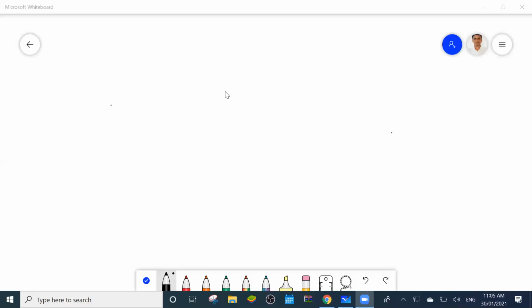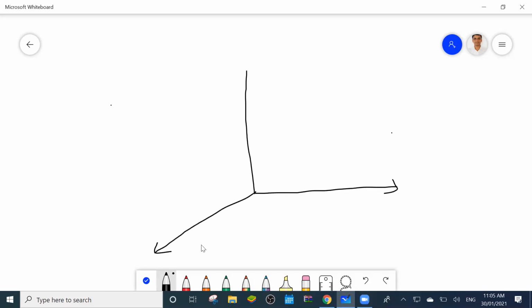So if you see here, suppose this is x, y, and z three coordinate system. So what I'll do, this is suppose origin. So what we'll do, suppose this is x in the xyz Cartesian coordinate system, this one is y, this one is z.